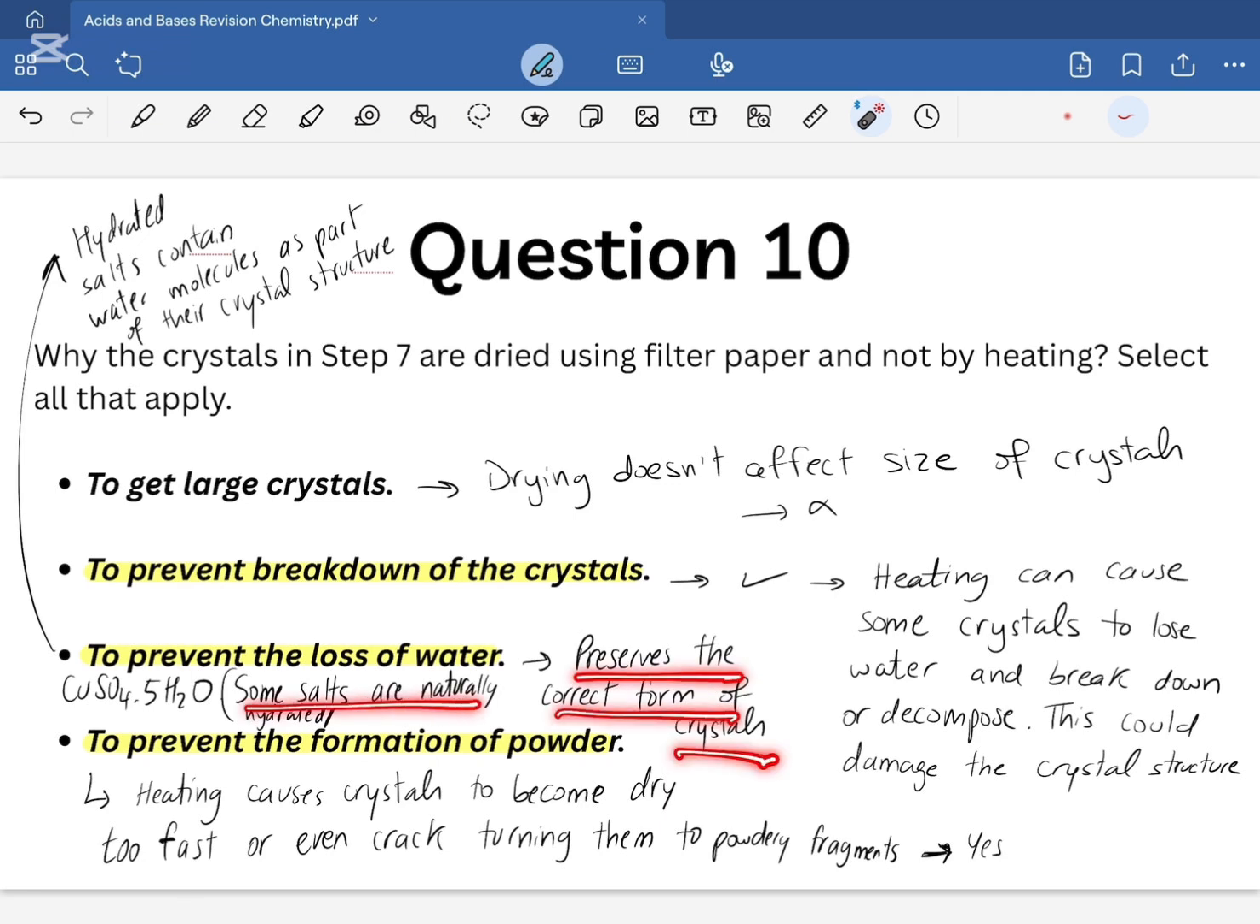As we said, some salts are naturally hydrated. Example, the copper sulfate, CuSO4·5H2O. It has water molecules in it. So therefore, to prevent the loss of water is correct because it preserves the correct form of crystals. To prevent the formation of powder, this is also correct because heating causes the crystals to become dry too fast or to even crack, turning them to powdery fragments. So we shouldn't be heating to prevent breakdown, to prevent the loss of water, and to prevent the formation of powder, as heating causes the crystals to become dry very fast and even crack.